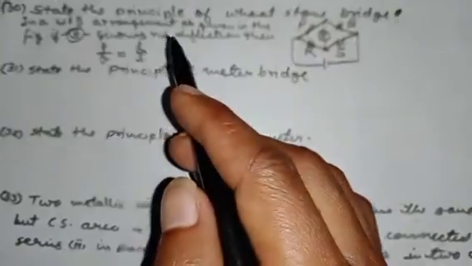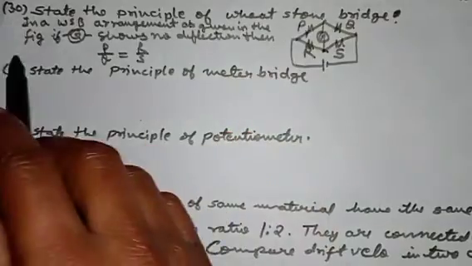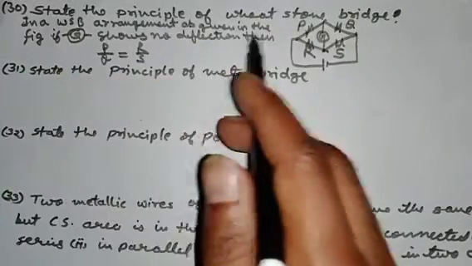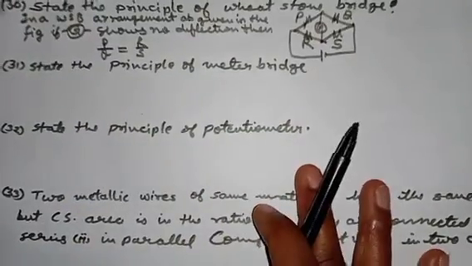In the Wheatstone bridge arrangement as given in the figure, if the galvanometer shows no deflection, then P by Q equal to R by S. This is the Wheatstone bridge principle.